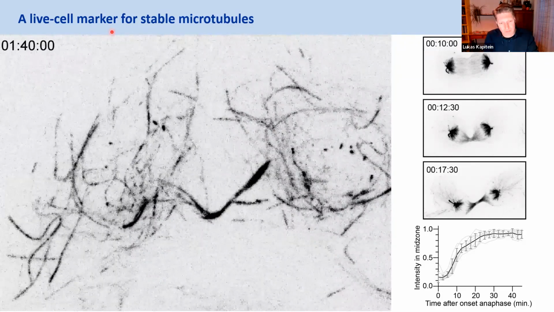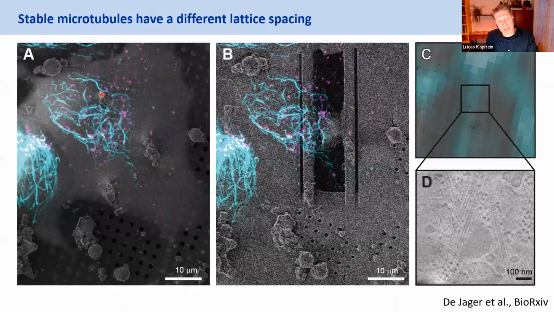So one other project we did with this is to combine fluorescence microscopy and cryo-electron microscopy, because we were interested in the idea that perhaps stable microtubules have a different lattice structure than dynamic microtubules. It's well known that microtubule stabilizers, such as Taxol, change the lattice spacing of the microtubules from 8.2 to 8.4 nanometers. And we were thinking that perhaps there are also biological mechanisms of stabilization that can change the microtubule lattice. And for this, we needed, of course, to use cryo-electron microscopy.